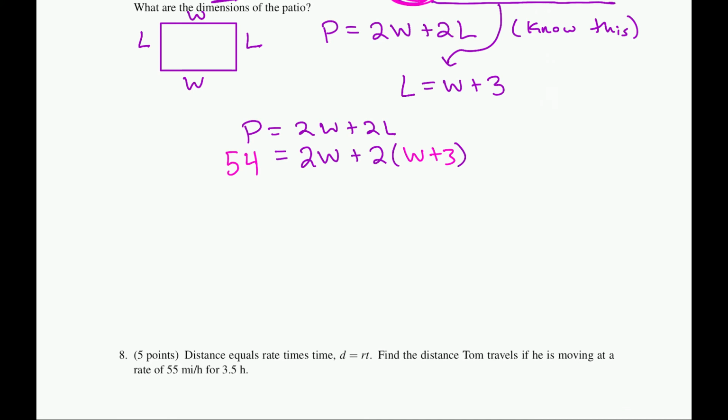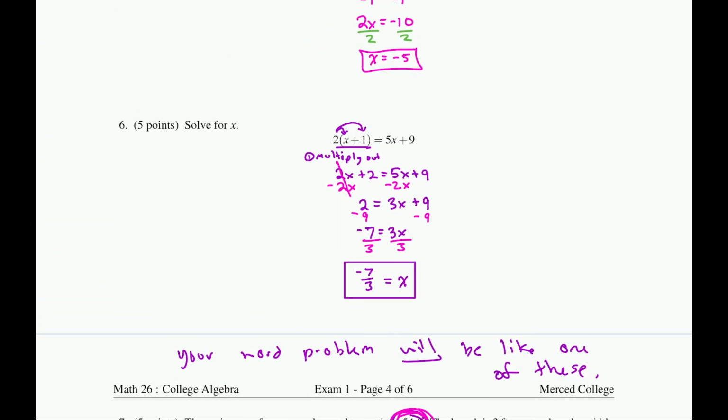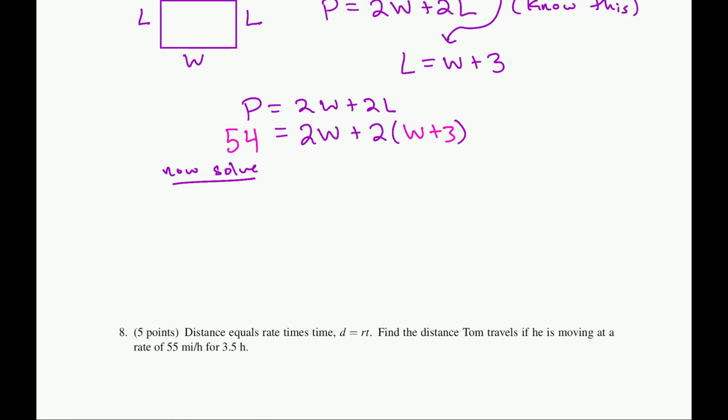And this is an equation to solve. Now solve it exactly the way you solved the equations up here. So we just need to multiply it out. So 54 equals 2W plus, here you have to distribute the 2. So we end up with 2W, and 2 times 3 is going to be 6. We can combine the 2W and the 2W. So we have 54 equals 4W plus 6.